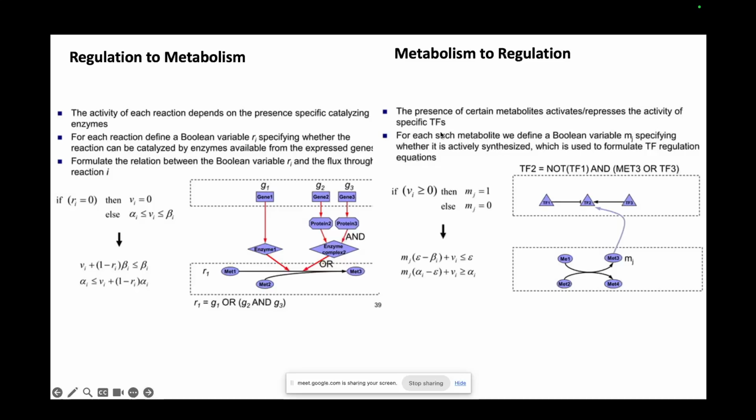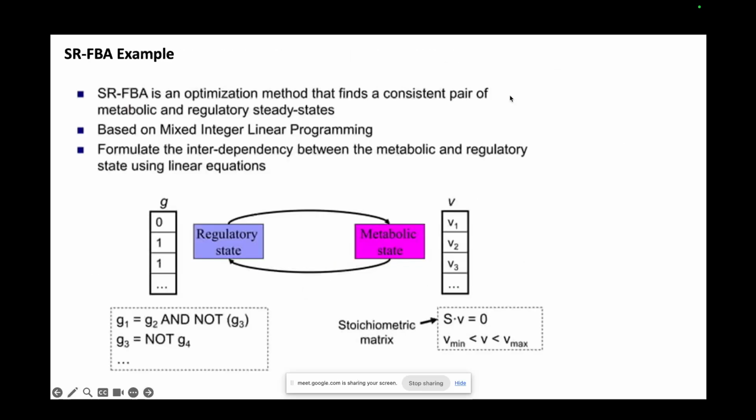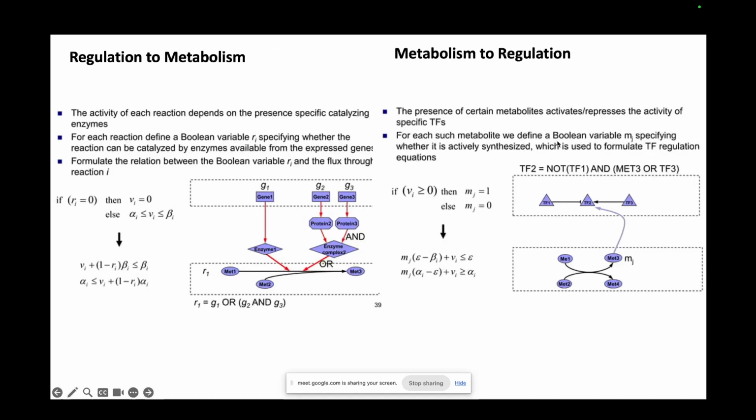Now, the presence of certain metabolites will activate or repress the activity of specific transcription factors. So we first talked about how the regulatory network is influencing the metabolic network. Now we are talking about how the metabolic network is influencing the regulatory network. For each such metabolite, you define a Boolean variable specifying whether it is actively synthesized, which is used to formulate the transcription factor regulatory equations. Take an example with metabolites M1, 2, 3, and 4. The third metabolite, M3, helps the formation of TF2, a transcription factor which will help in expression of one of the reactants of this metabolic reaction, right?